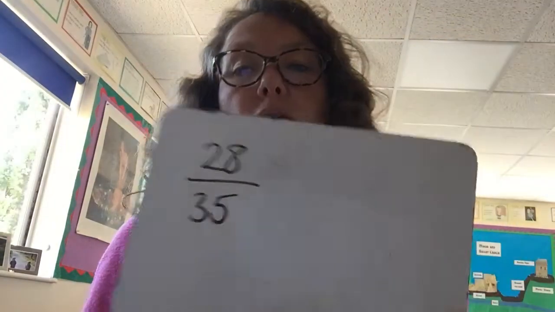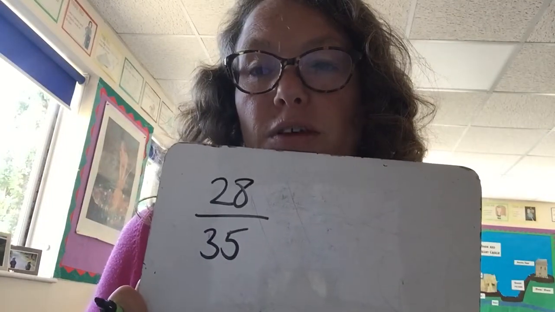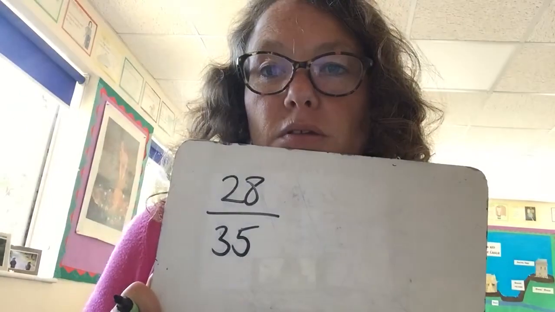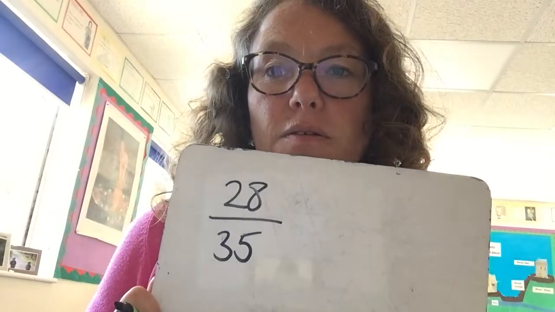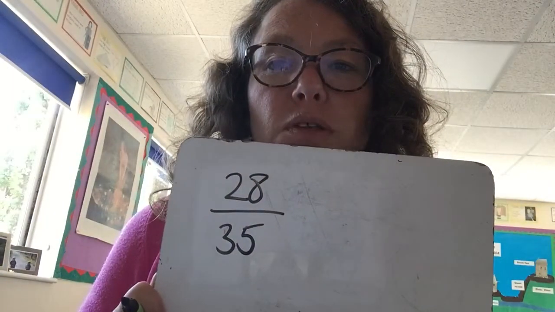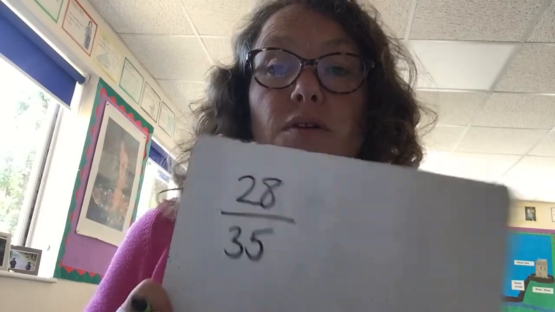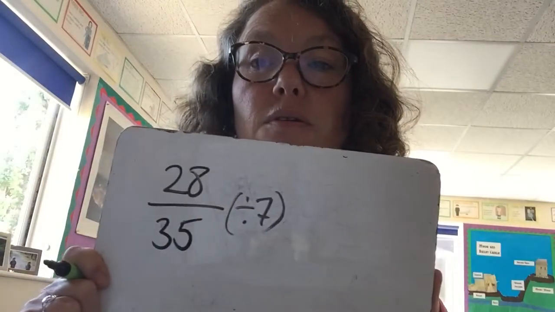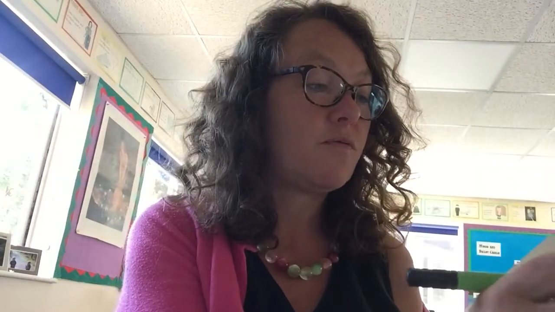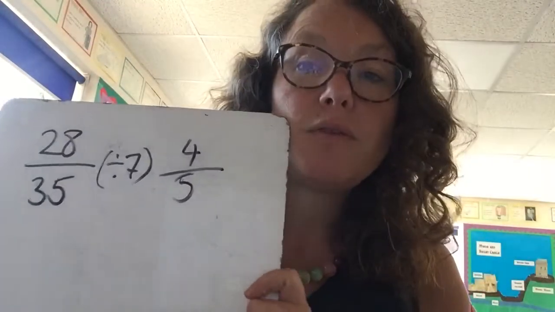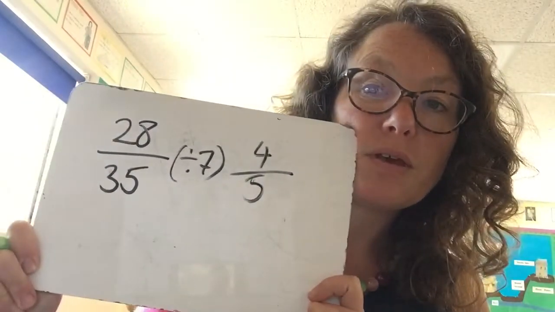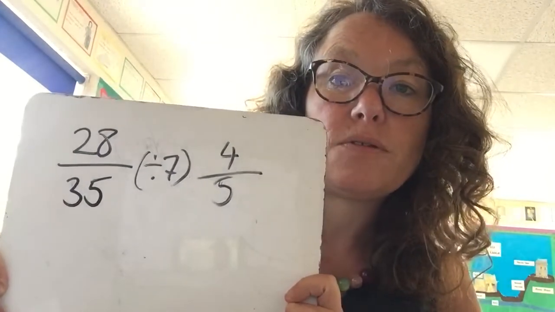So let's try a more difficult one. We've got 28/35. You need to ask yourself, what times table are they both in? Those of you with quick brains will have spotted they're both in the 7 times table. So we're going to divide them both by 7, and we write that down in brackets to remind us what we're doing. 28 divided by 7 equals 4, and 35 divided by 7 equals 5. So there we go, and we can't simplify that anymore. So 28/35 in its simplest terms, its lowest terms, is 4/5.